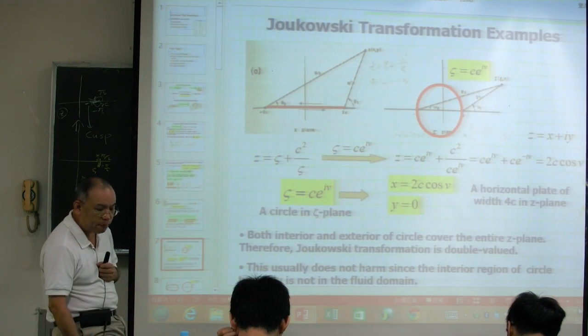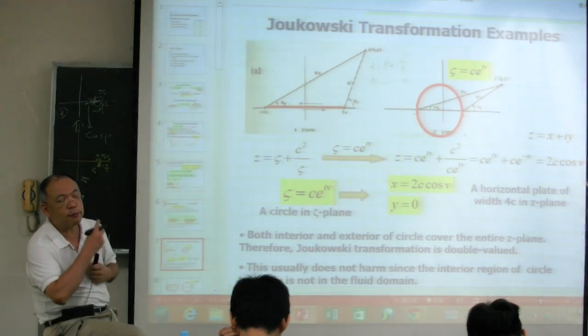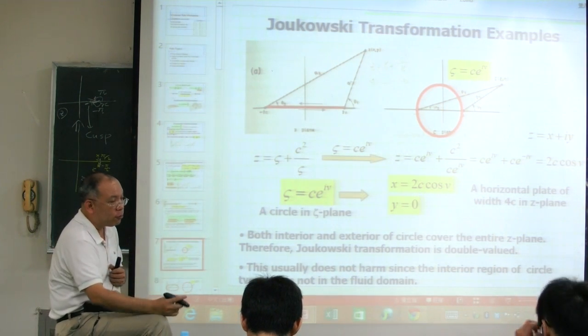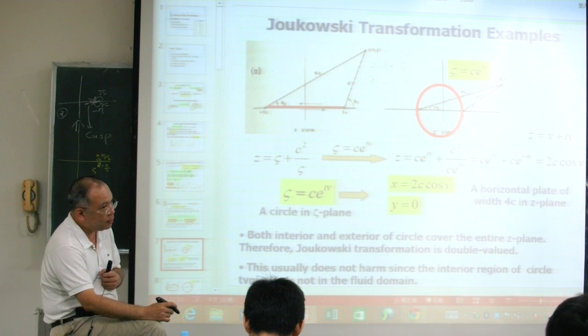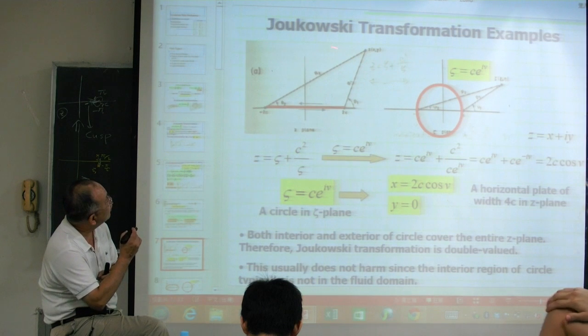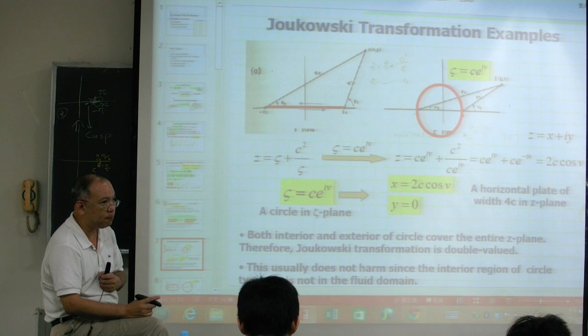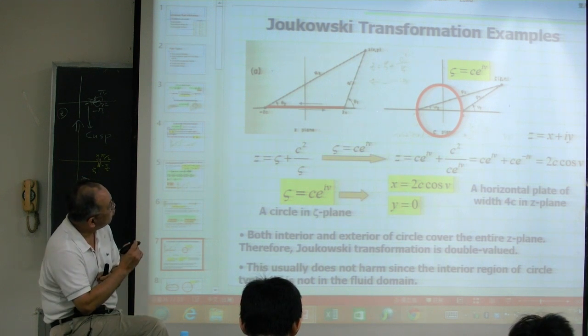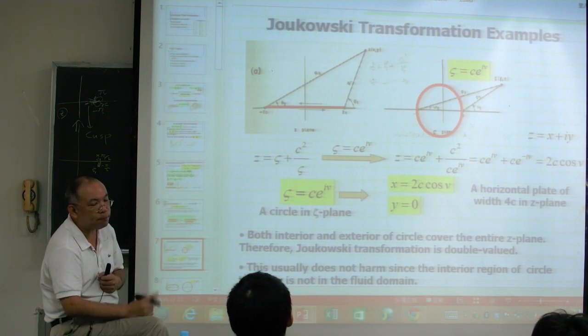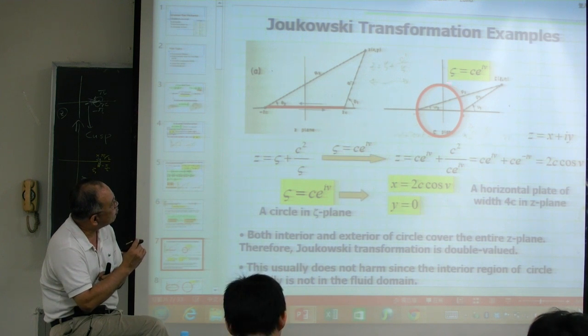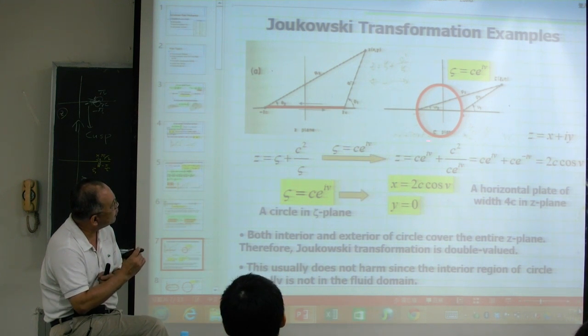Okay, so you understand this point. We can start to manipulate, or to give you an example, to demonstrate the Joukowski transformation. So here is one example of the Joukowski transformation. Here is the zeta plane, this is the Z plane, and we have a cylinder. This cylinder goes through our two critical points, C and minus C.